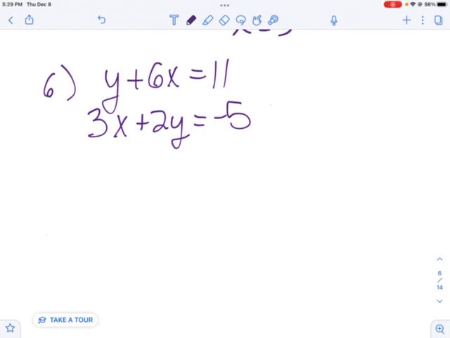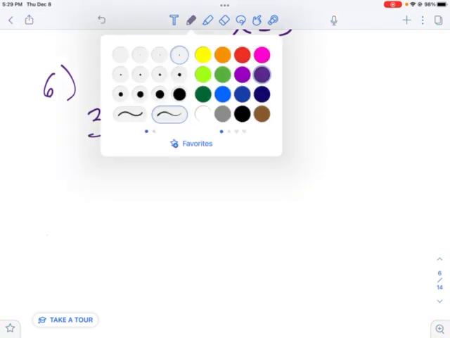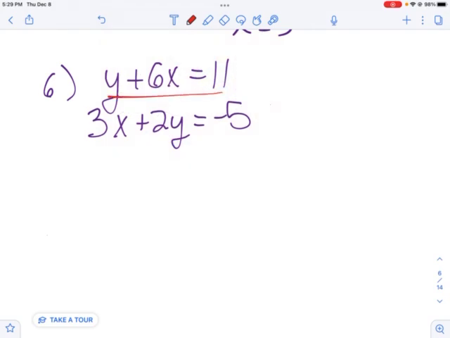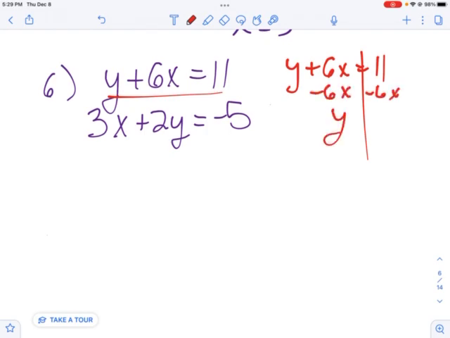So let's go ahead, and I'm going to rewrite it over here. y plus 6x equals 11. If I can move this positive 6x to the other side, I can just subtract it, and I can get it in slope-intercept form. Now I have a variable isolated. Now I'm going to circle what y is equal to, and I'll be substituting into my second equation anywhere I see y.